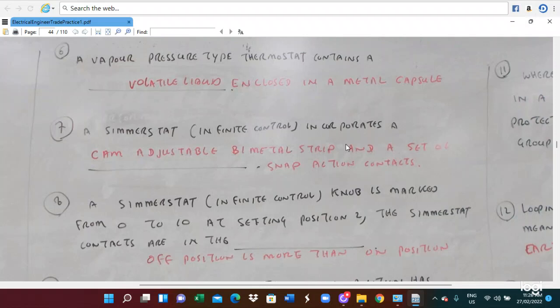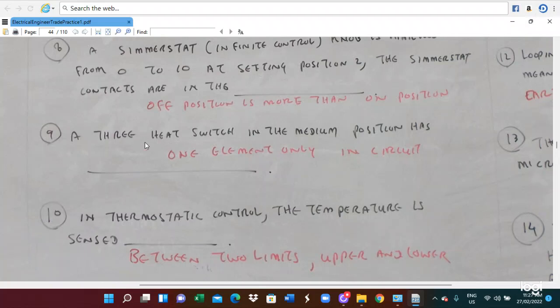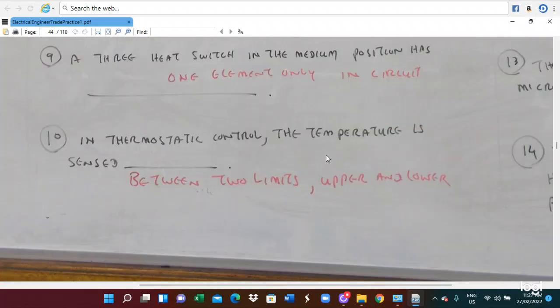So they incorporate an adjustable bimetal strip and it sets up the snap action on the contacts. A thermostat in an infinite control is marked from 0 to 10, at setting position 2. The thermostat contact in the off position is more than in the on position. 3. Heat switch on the medium position has one element only in the circuit. In thermostatic control, the temperature is sensed between the two limits, upper and lower.